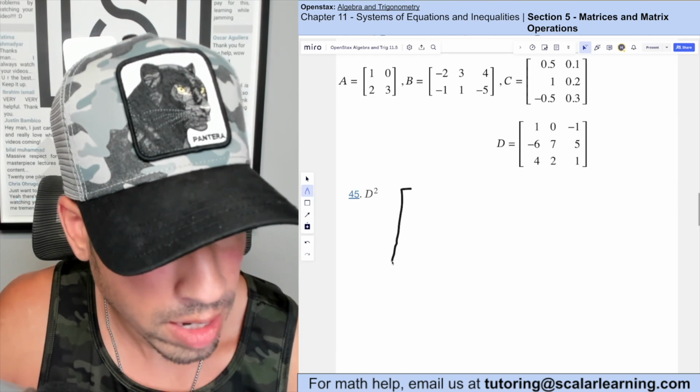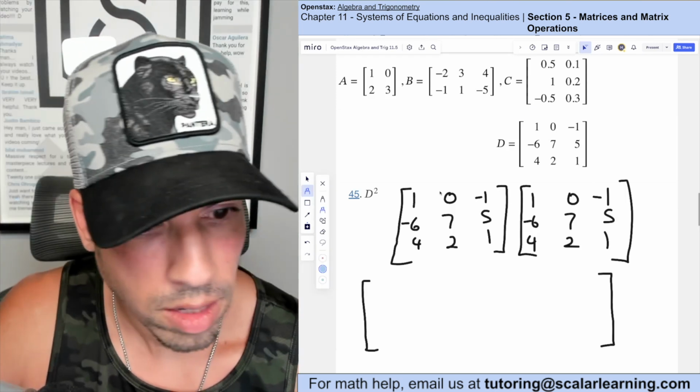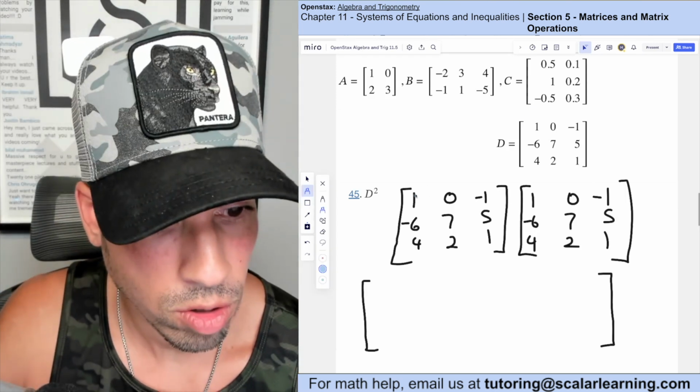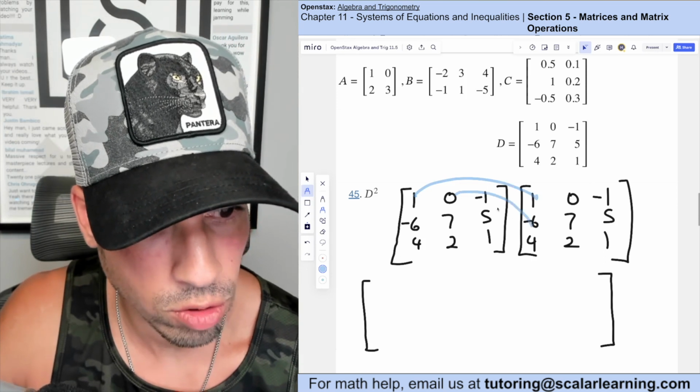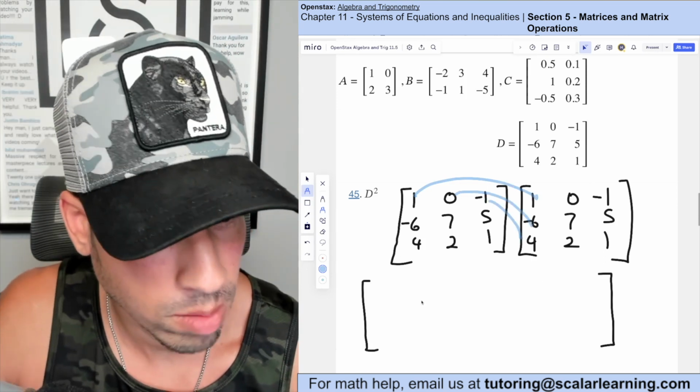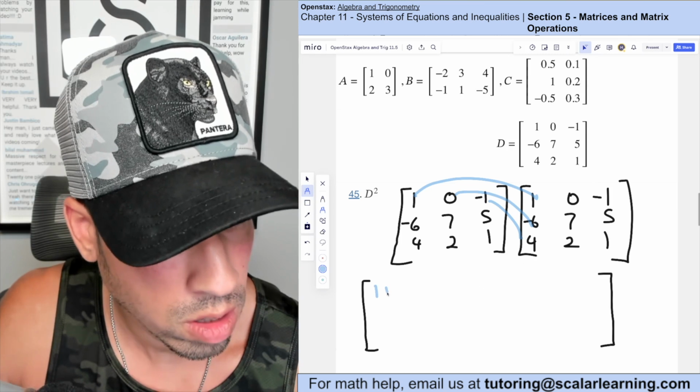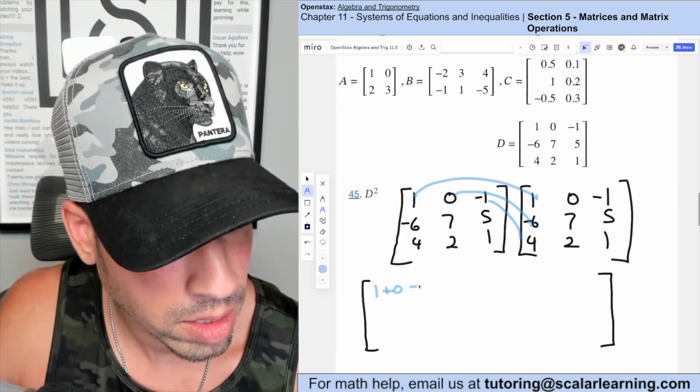So for this one, we got D squared. So I'm going to write out D times D. And let's use a little color coding. And we're going to start with 1 times 1 plus 0 times negative 6 plus negative 1 times 4. So that is 1 plus 0 minus 4.